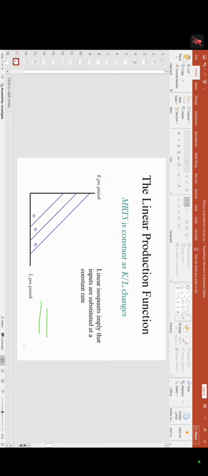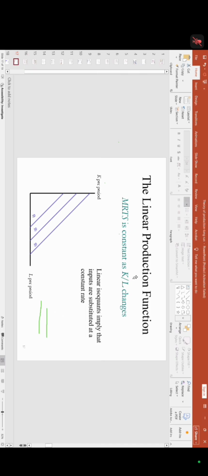So, if you are having linear production, okay? Previously, none of the isoquants we looked at were linear. It is curvy, right? That is how we have been representing it all this time. But here they mentioned that there is a linear production function.